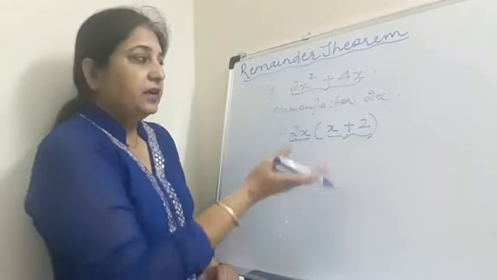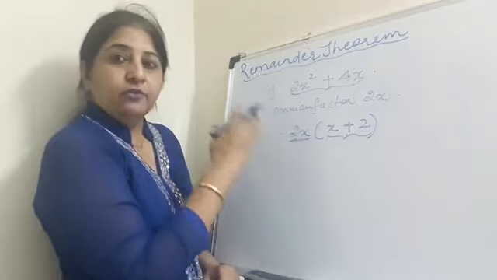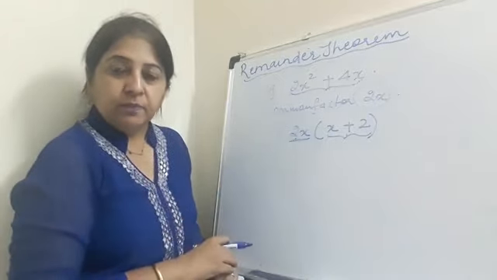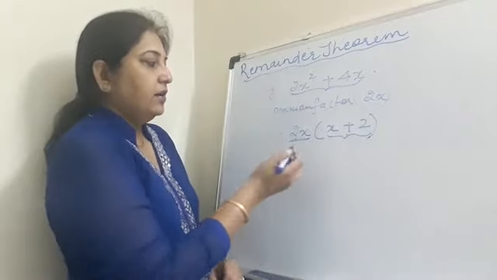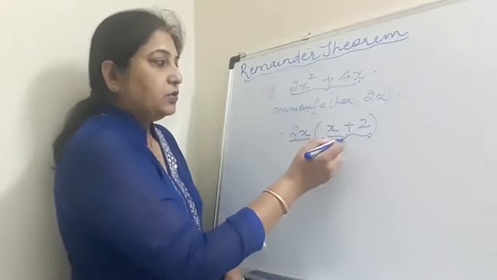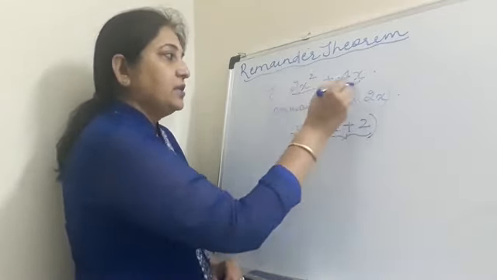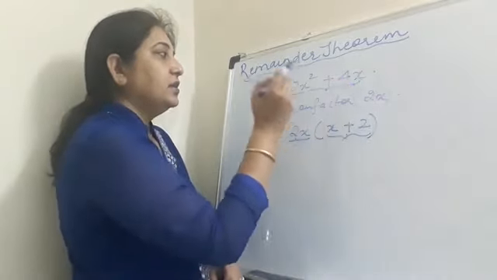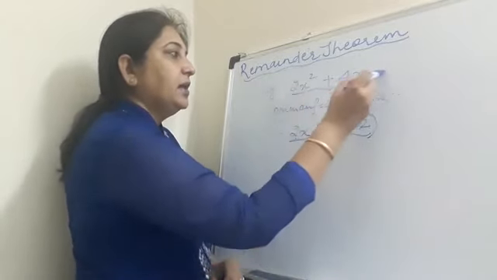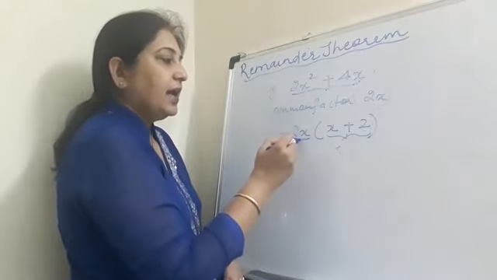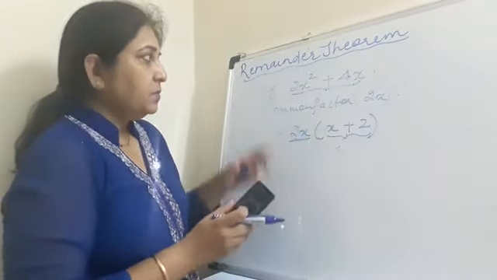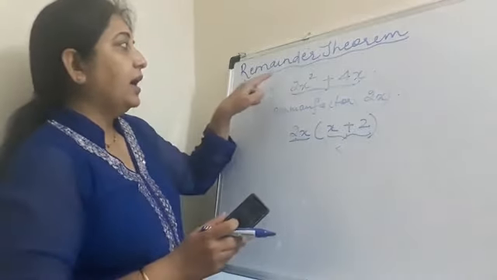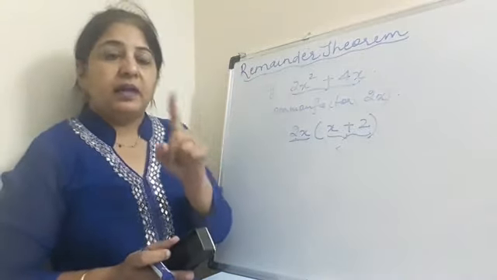Okay, like we discussed in 12, 4 and 3 are factors of 12. 12 is a multiple of 4 and 3. Similarly, we can say here 2x and x plus 2 are factors of 2x square plus 4x. We can also say that 2x square plus 4x is a multiple of 2x and x plus 2. Okay, so we are now going to study actually how we divide one polynomial by the other.